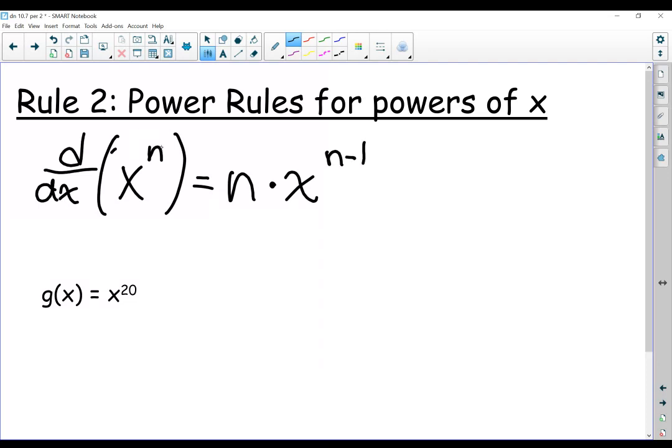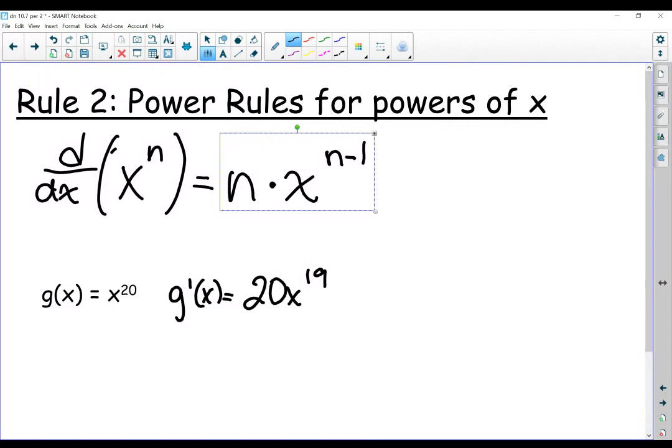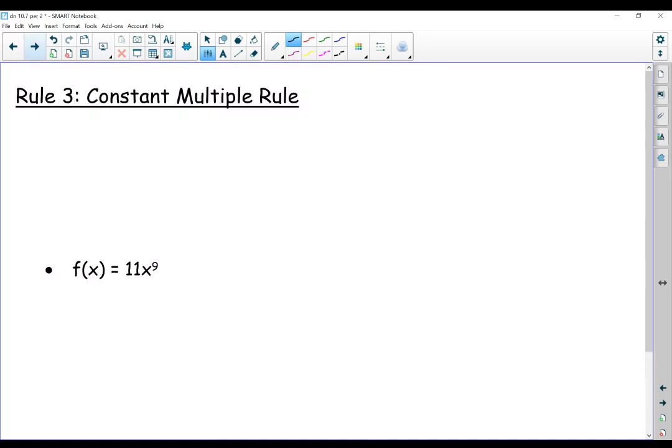So the exponent becomes the coefficient, and then the new exponent decreases by 1. So if g of x is equal to x to the 20th, then g prime of x would equal 20x to the 19th. Welcome to the power rule. No more limit. Can you imagine trying to do x plus h to the 20th power? That sounds insane. So we're just going to apply the power rule anytime we have a polynomial function.